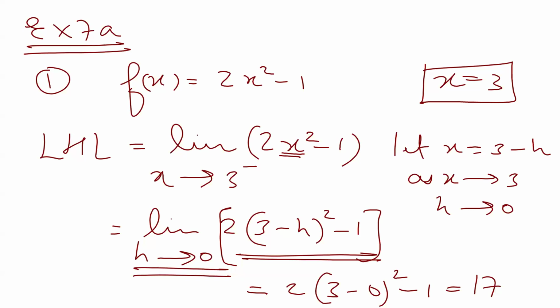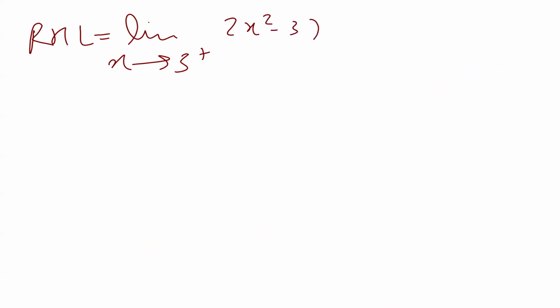Let us start with the right hand side limit. RHL, limit x approaching 3 plus. So we are increasing the value of 3, not very drastically. We are adding a very small value h to 3 such that x is not exactly equal to 3, but it is very near to 3, from the right hand side. So 2x square minus 1, this is equal to limit.